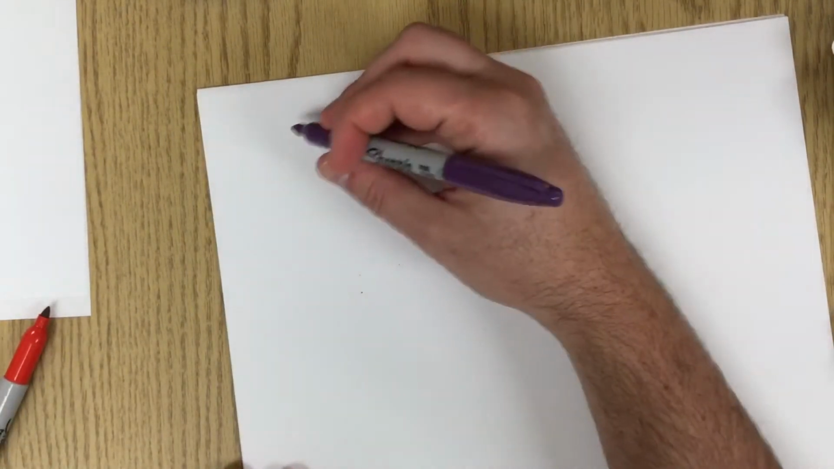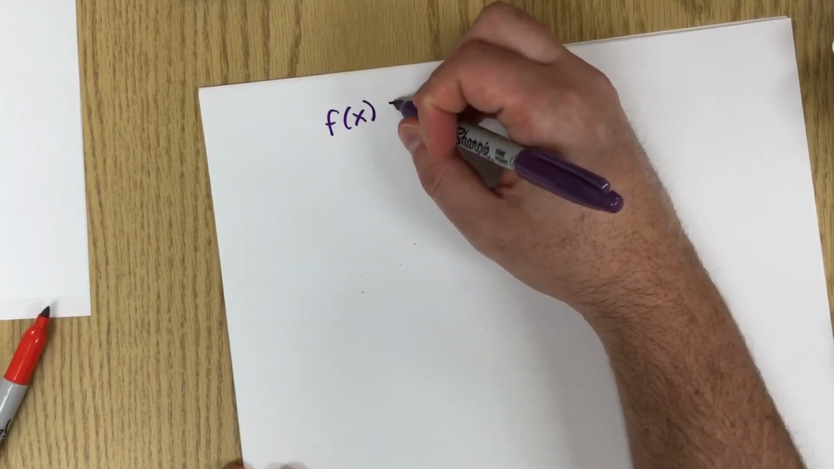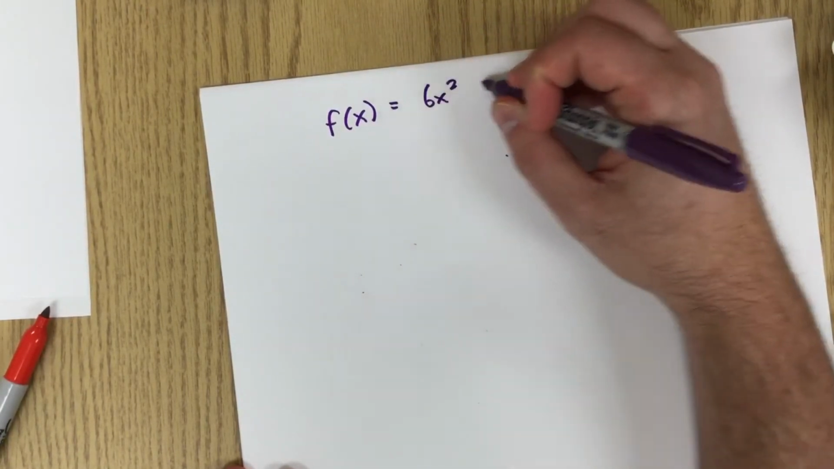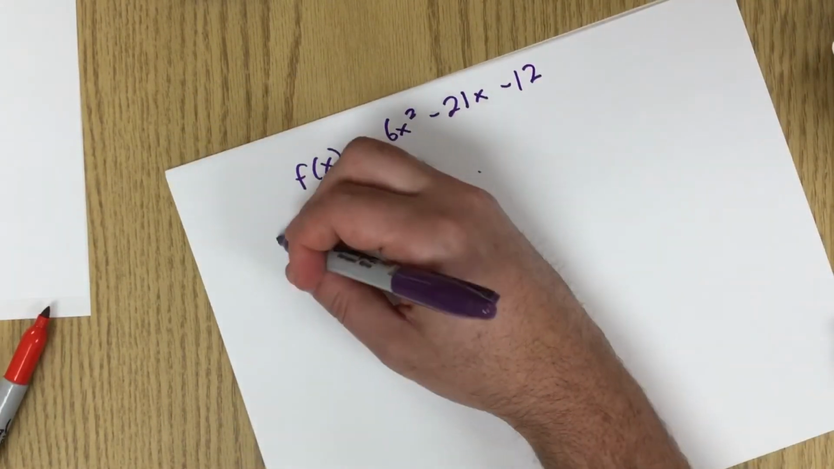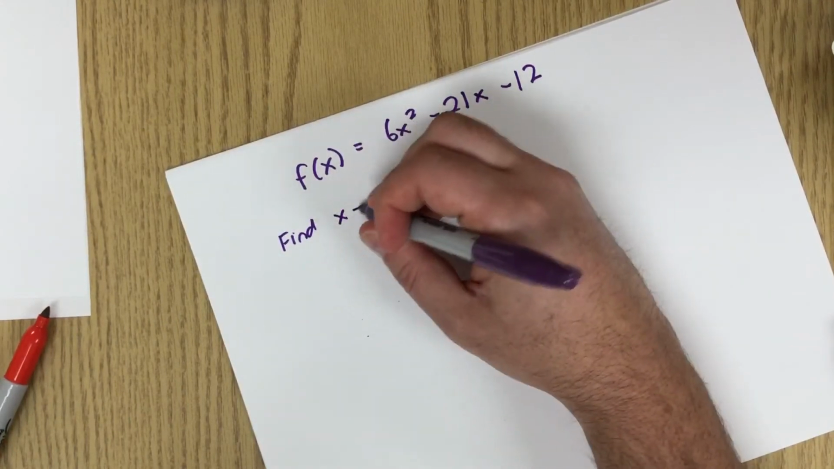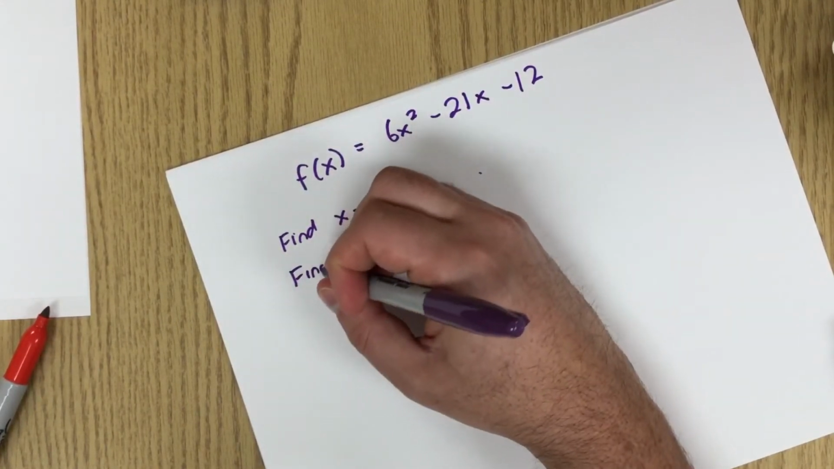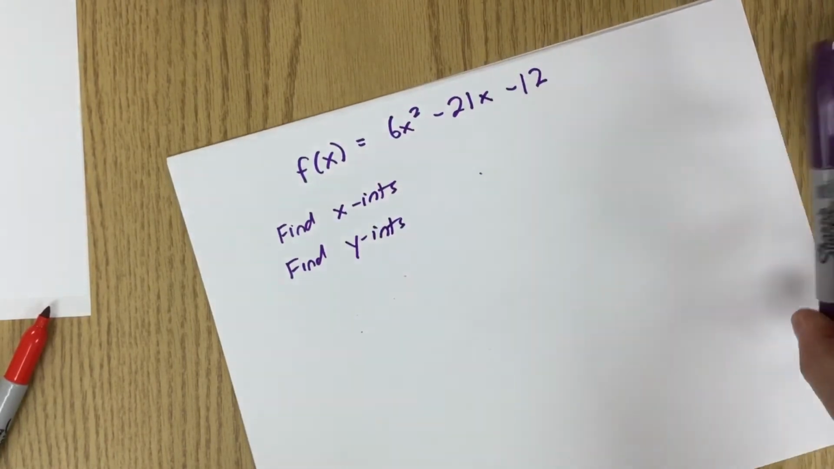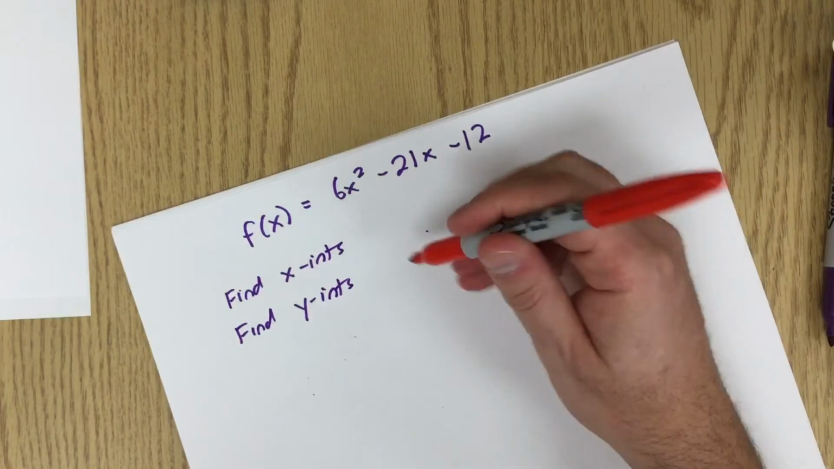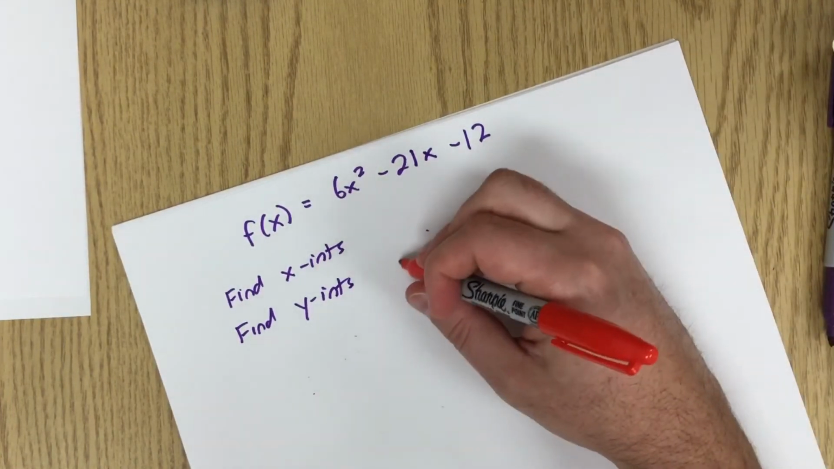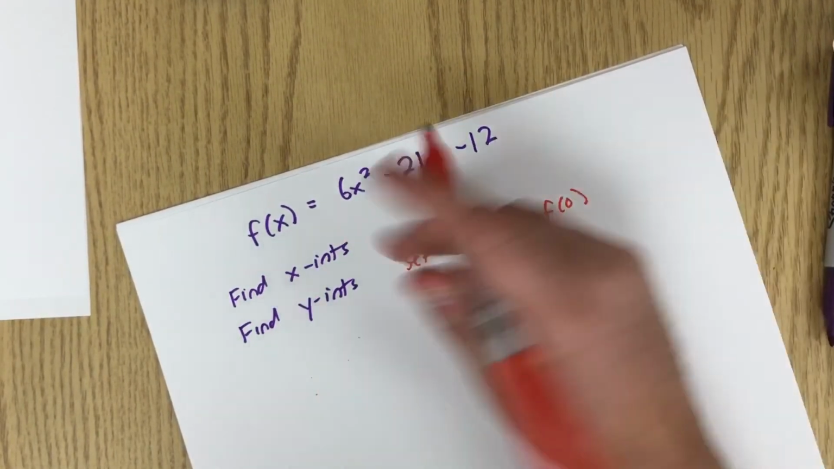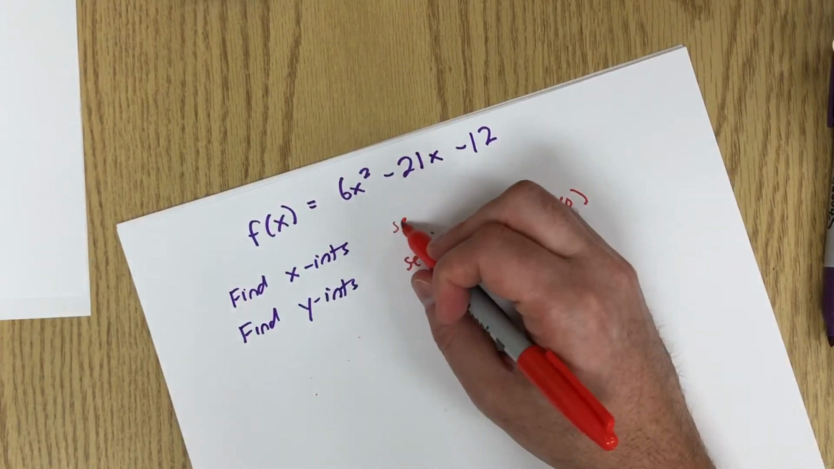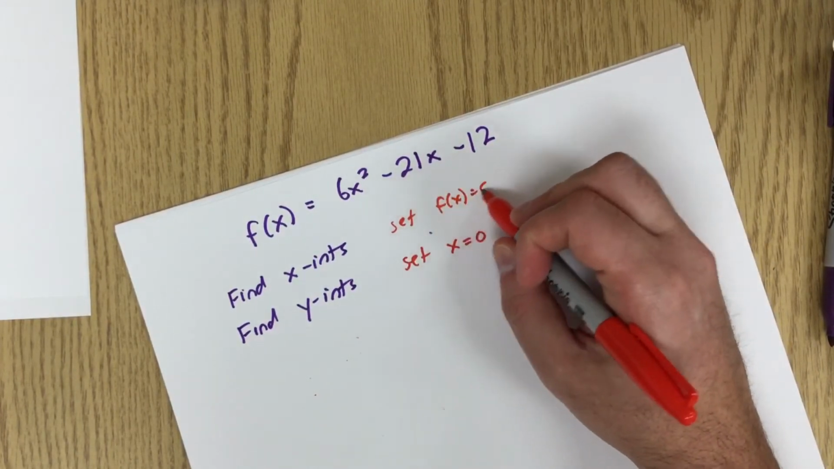Okay, review number 2. Same function. So let's say I say find the x-intercepts and find the y-intercepts. How do you find them? Well, to find the y-intercepts, you set x equals 0. So in other words, you find f of 0. To find the x-intercepts, you make y equal to 0. Or in this case, you set f of x equal to 0.